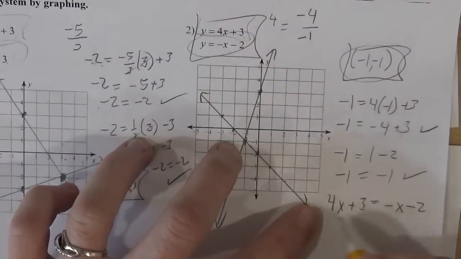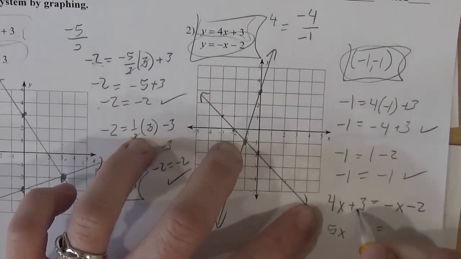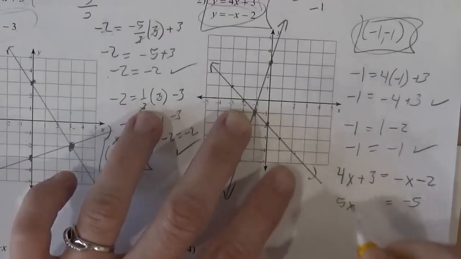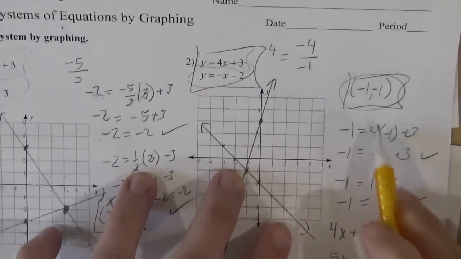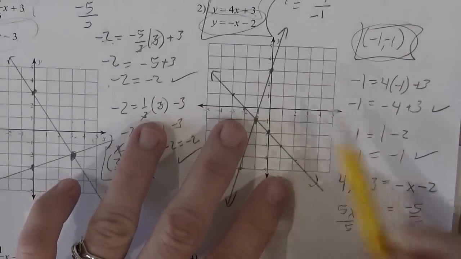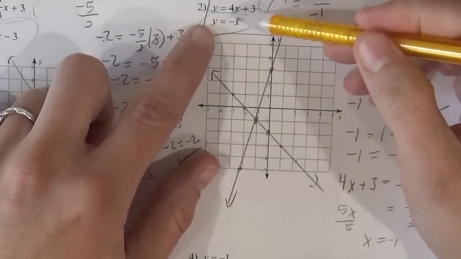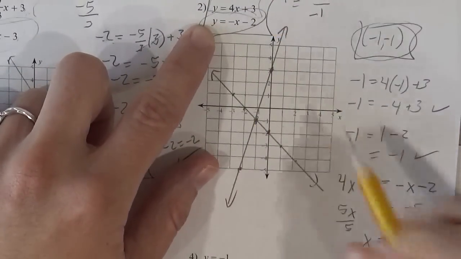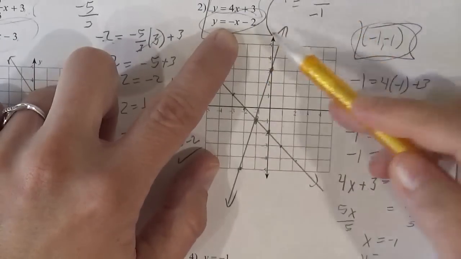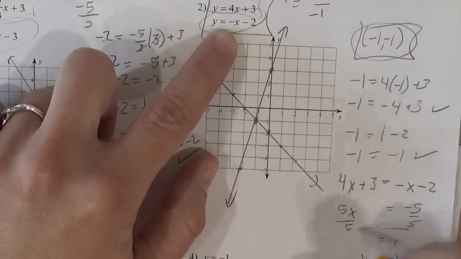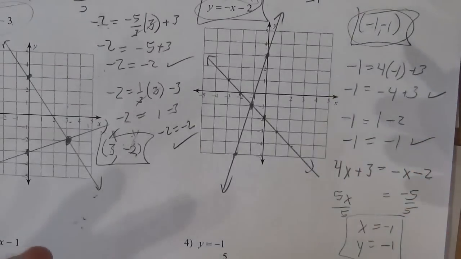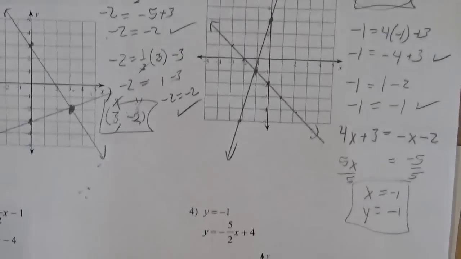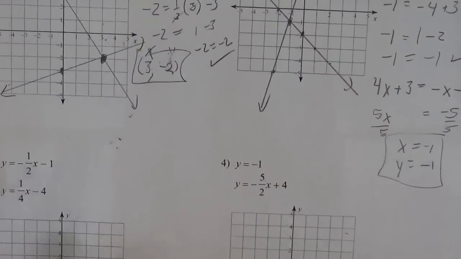And we solve. I'll add the x to get 5x. I'll subtract the 3 to get negative 5. I'll divide by 5 to get x equals negative 1. And then for the y, just plug it back in. y equals negative 1 is 1 minus 2, which is negative 1. So you can use substitution if your graph's not coming out right, or if you want to check it that way. And I think you can handle the rest on your own.